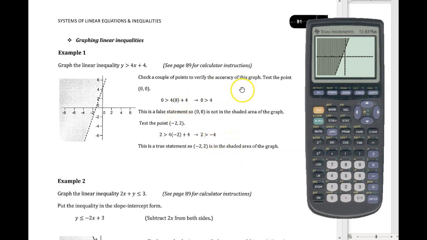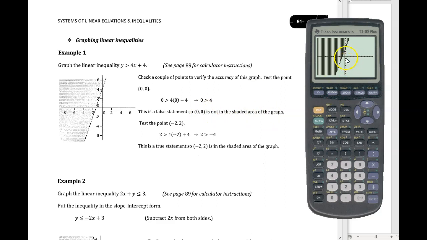So we can verify the accuracy of the graph by choosing test points. So it can be any point that's not on the line here. We would plug it into the inequality. And then if we get a true statement, then that means that wherever that test point is on the graph, that's where you should shade. If the test point we plug into the inequality gives a false statement, that means we do not want to shade that area of the graph.